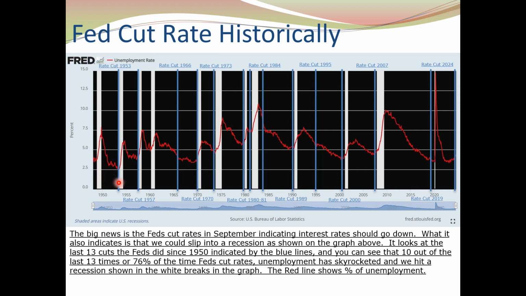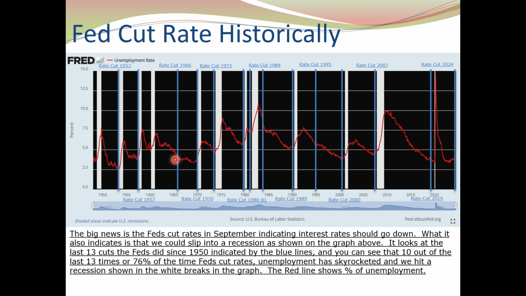The shaded areas, these little gray bars here and here, indicate we had a U.S. recession. And I thought it was kind of interesting. When the Feds cut the rate in 1953, we had a recession right afterwards. I wasn't even born yet. We had a rate cut in 1957. We had a recession. We had another recession with no Fed rate cut. That happens. We also had a Fed rate cut in 66 and no recession.